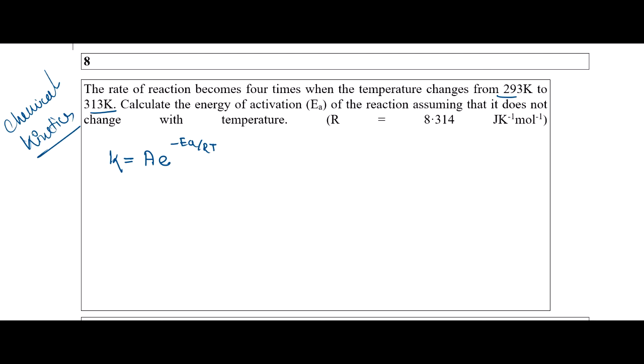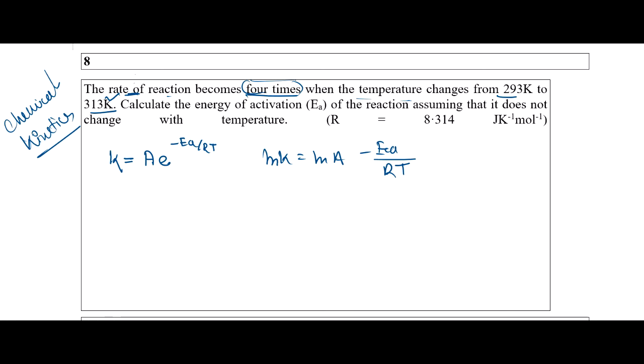Okay, so here two temperatures are given. That means we will take the simplest formula of the Arrhenius equation, that is ln K equals ln A minus Ea by RT. So the rate of the reaction becomes 4 times when the temperature changes from this to this. Calculate the energy of activation of the reaction. So rate of the reaction becomes 4 times means rate constant.